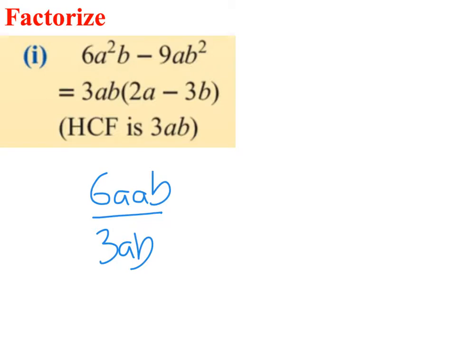So 6 divided by 3 is 2. That a will cancel with that a. That b will cancel with that b and leave us with a. So that's where the 2a comes from.